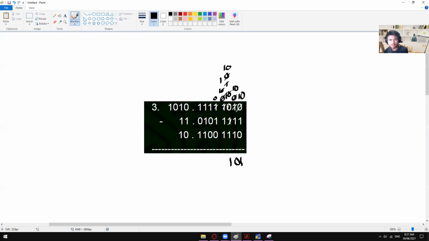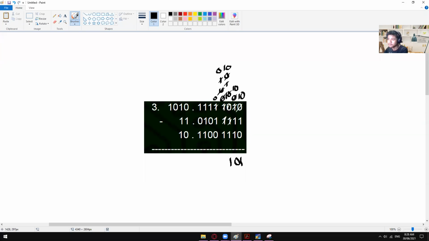Okay, all right, so great. Let's now move on to the fourth column. This one is already cancelled. So 1 minus 1 is 0. Let me just cancel this one and this one also. So we now have 0 right here. And 0 minus 1 cannot be, so we have to borrow again.